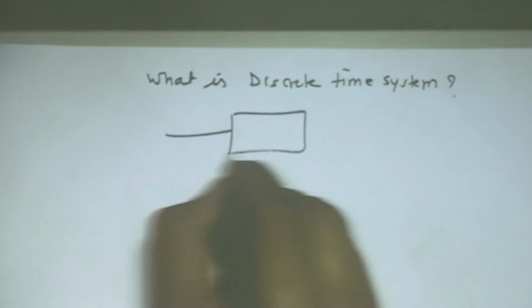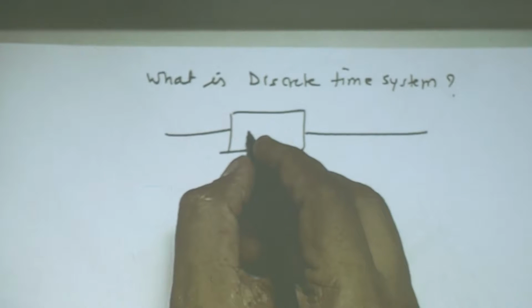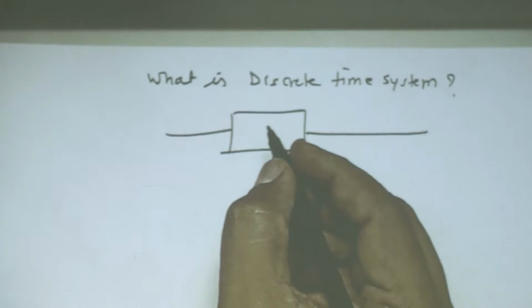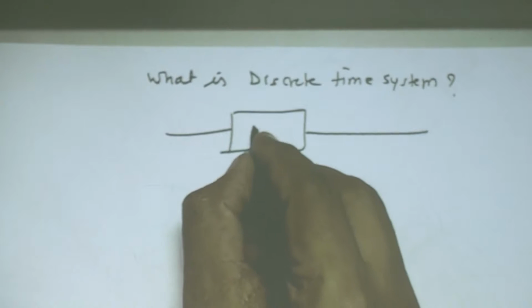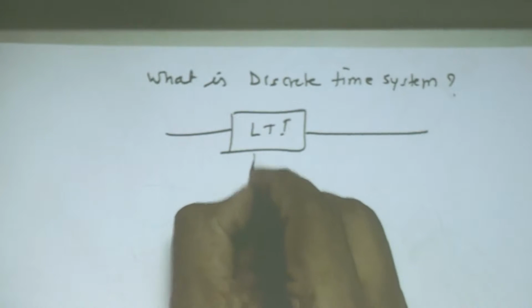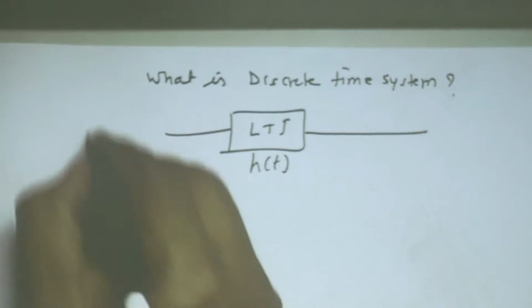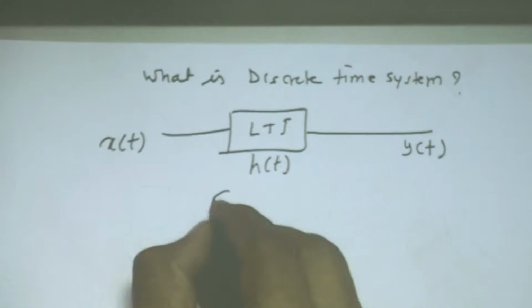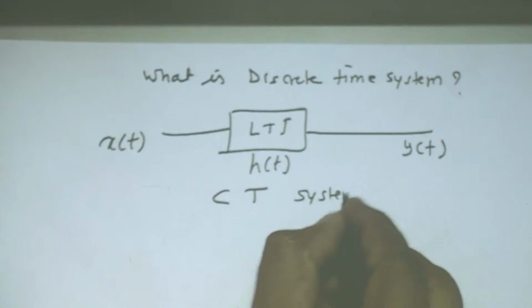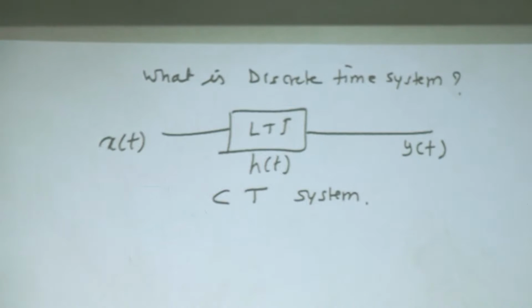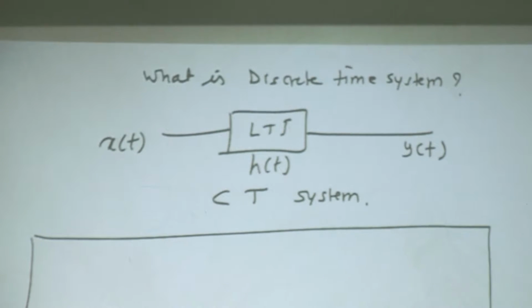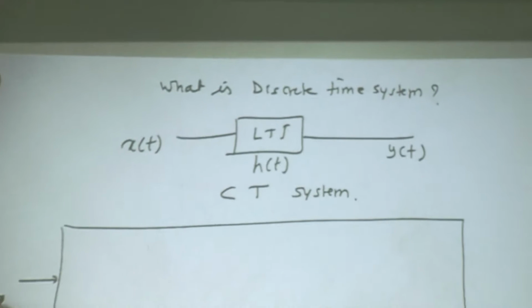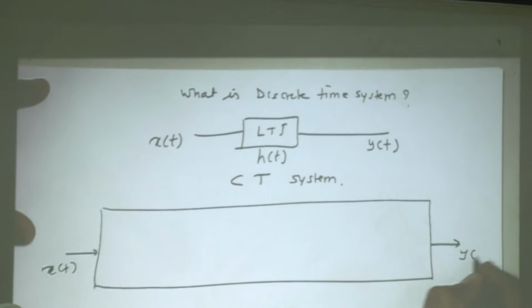We have an analog system. Let's talk about an analog system that is linear and time invariant, represented by h of t. Input is x of t, output is y of t. This is a continuous time system. I want to make it discrete time. What am I supposed to do? Nature is continuous time. It means I have a big block. Here the input is x of t, output has to be y of t.